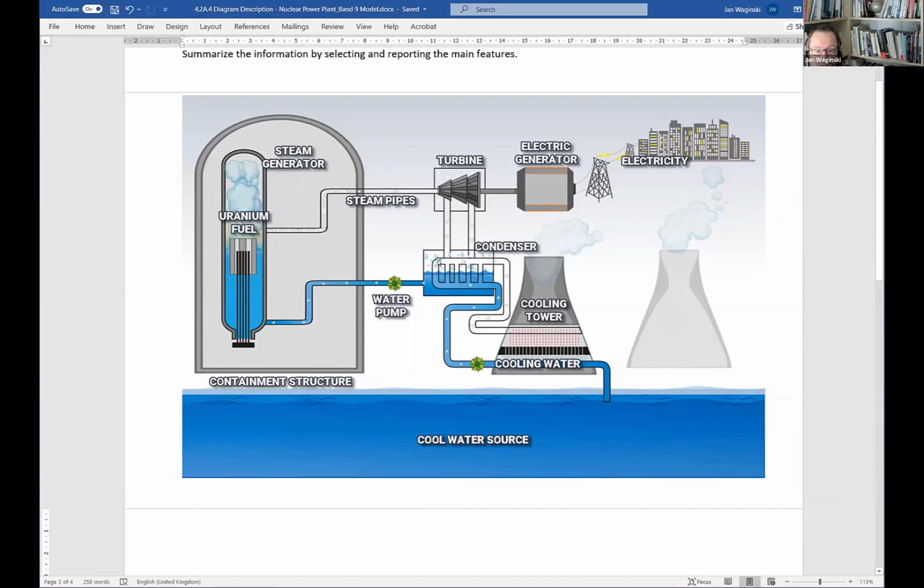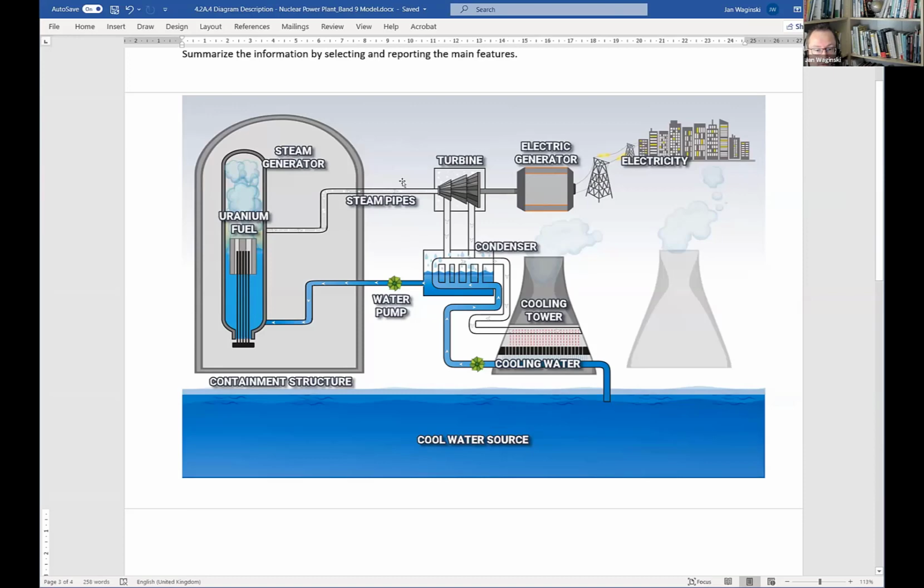Anyway, this business here in the middle, don't worry about that. This is not going to have a significant impact on how you describe this. Basically, every power plant is the same. You have a heat source, which produces steam. The steam drives a turbine. The turbine is connected to an electric generator, and that's where the electricity comes from.